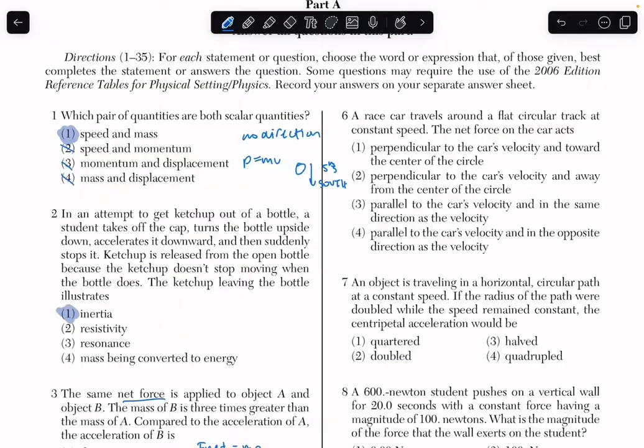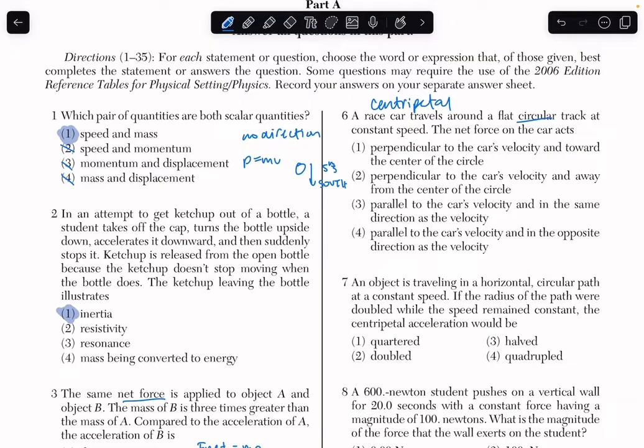They cancel out. Number 6, a race car travels around a flat circular track at constant speed. The net force on the car acts... So, circular, this is going to be our key word. When we think of something circular, we should immediately think of centripetal force, okay? So, this is kind of like a memorization question. You just have to remember how an object in centripetal force acts. Always remember, it's going to be perpendicular, not parallel.